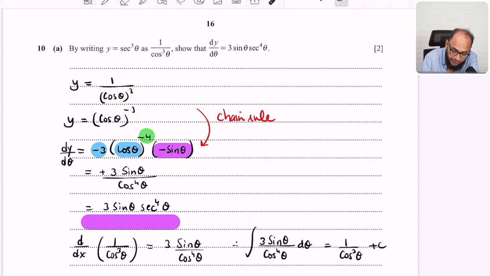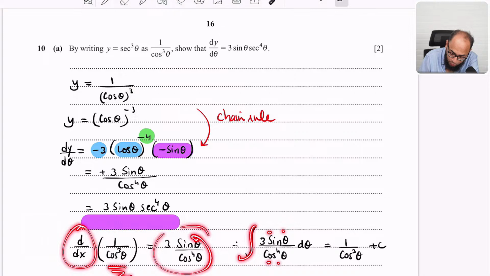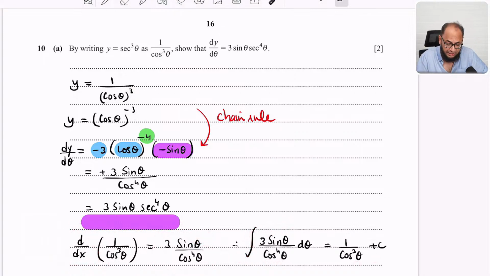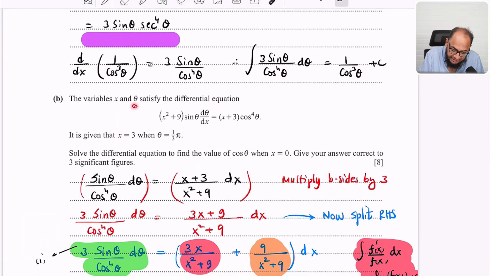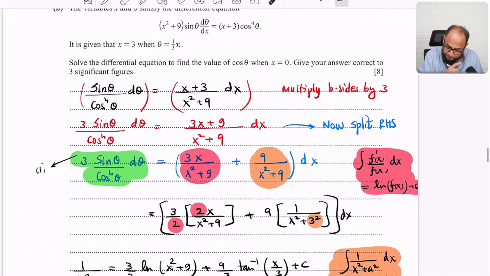Now, for the next part, later on, what I've done is that if the derivative of this thing is this, therefore the integral of 3 sine theta over cosine power 4 theta is 1 over cos cube theta. Because differentiation and integration are reversible. Now it says the variables x and theta satisfy the differential equation (x squared plus 9) sine theta d theta over dx equals (x plus 3) cosine power 4 theta. It is given that x is 3 when theta is pi by 3. Solve the differential equation and we will consider the rest of the part later on.